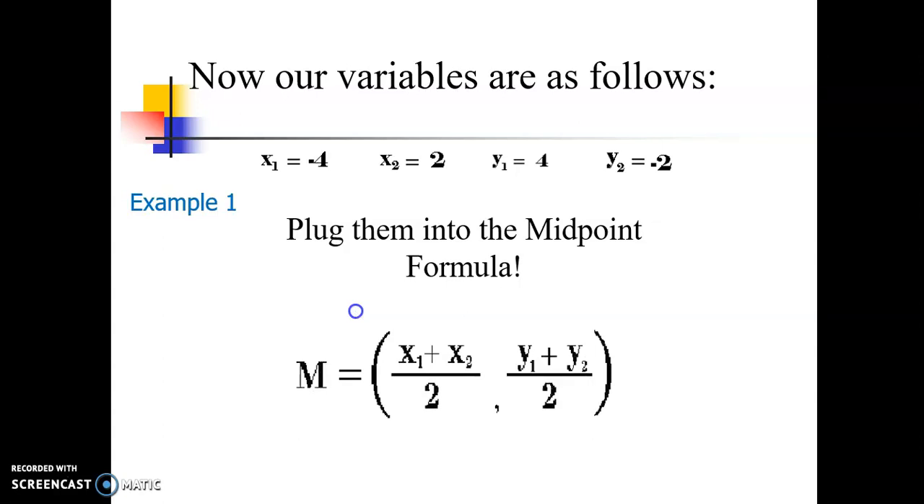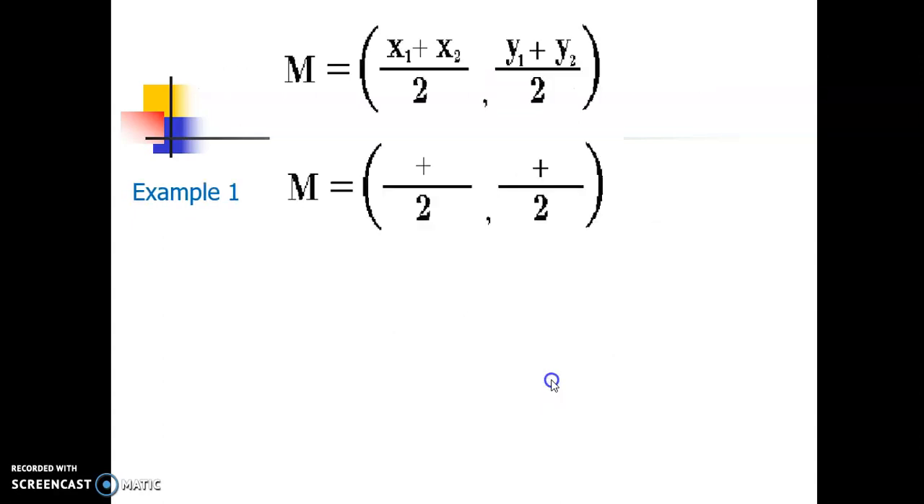Ano nga ulit yung midpoint formula natin? M, or midpoint, equals x sub 1 plus x sub 2 divided by 2, and then y sub 1 plus y sub 2 divided by 2. Ito x-intercept or x-axis. This is the y-axis. So, plug na natin. Ano yung x sub 1 natin? X sub 1 natin is negative 4. X sub 2 is 2. Then, y sub 1 natin is positive 4. Ang y sub 2 natin is negative 2.